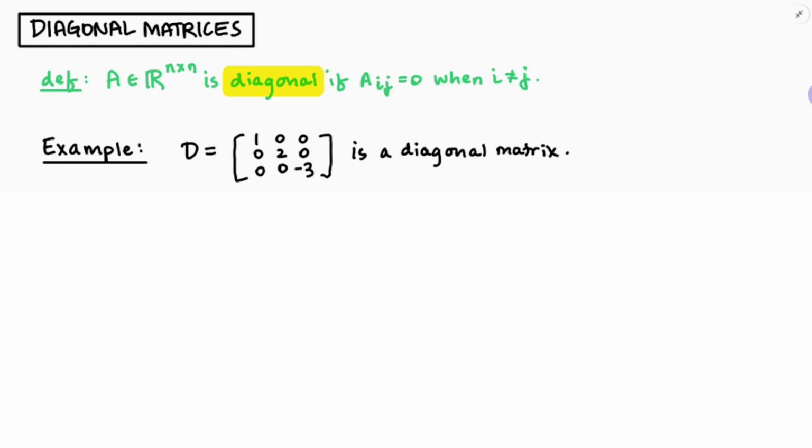This matrix D, 1 0 0, 0 2 0, 0 0 negative 3, is a diagonal matrix because I have non-zero entries along the main diagonal and 0 everywhere off the main diagonal.